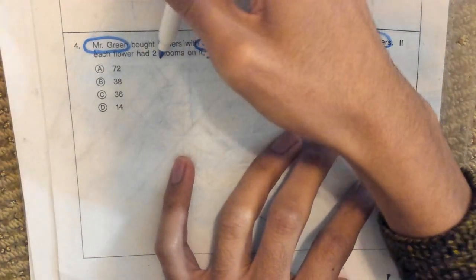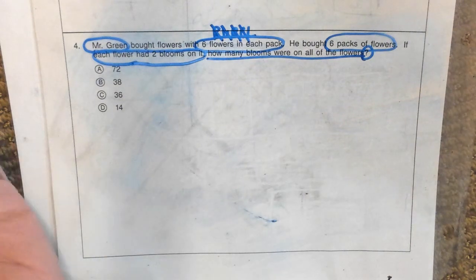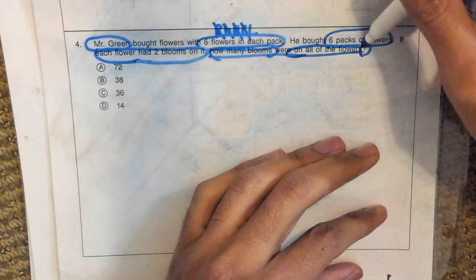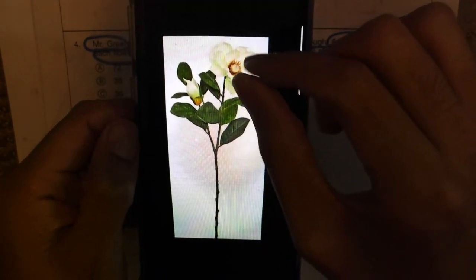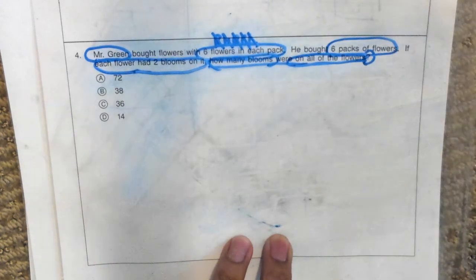If each flower had 2 blooms, so let's go ahead and circle that each flower had 2 blooms, we need to figure out how many blooms. Go ahead and circle how many blooms were on all of the flowers. So I'm pretty sure that means that each of the flowers had 2 buds on it, and the buds are the part where the flower actually comes out, just like this one where it breaks off into 2. So now that we've circled everything, let's go ahead and cross out the L. We didn't need to label, and now it's 3-step time.